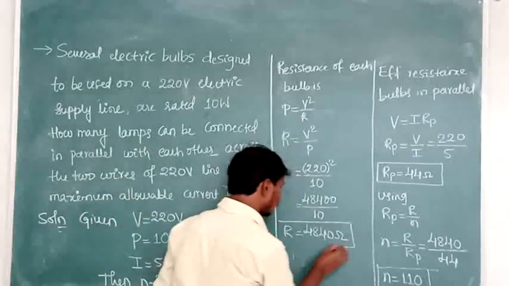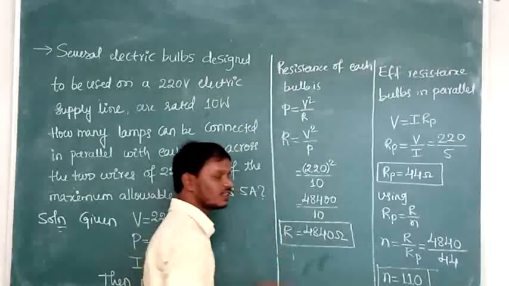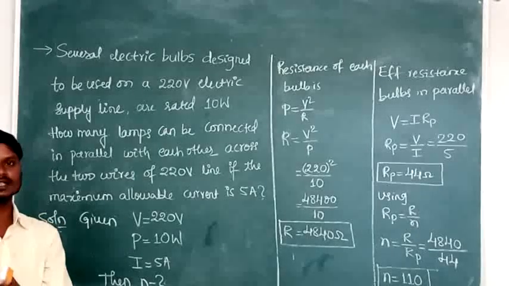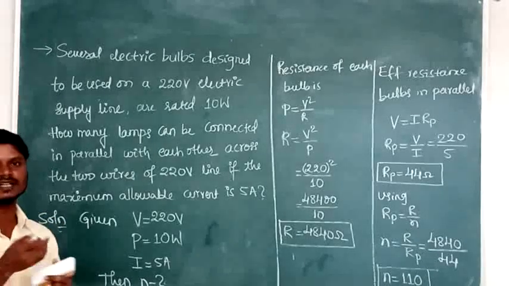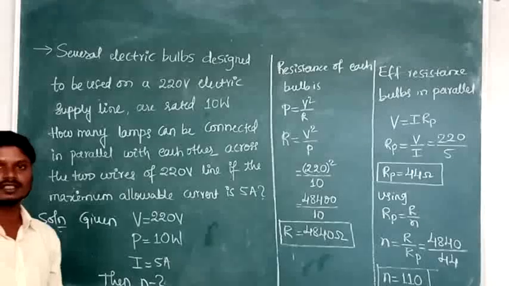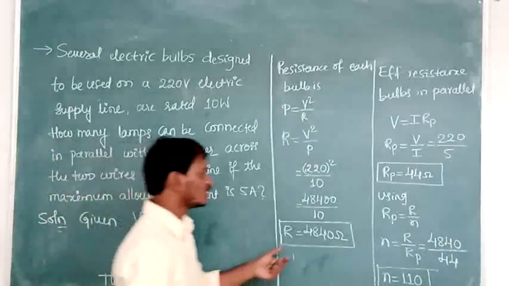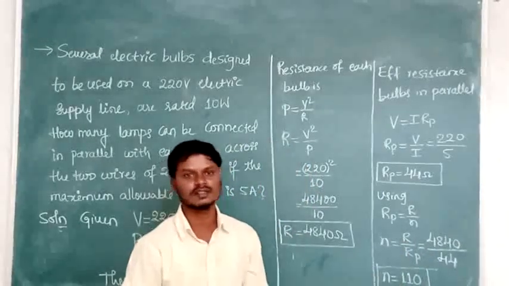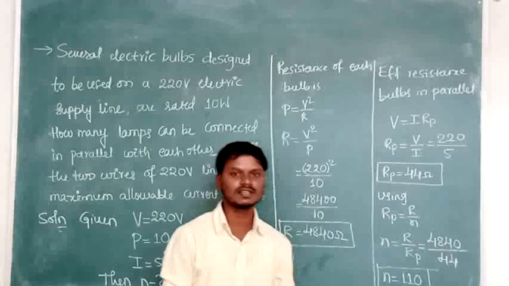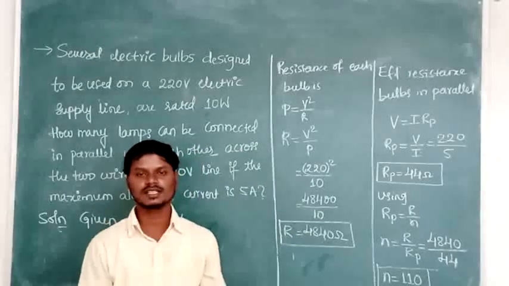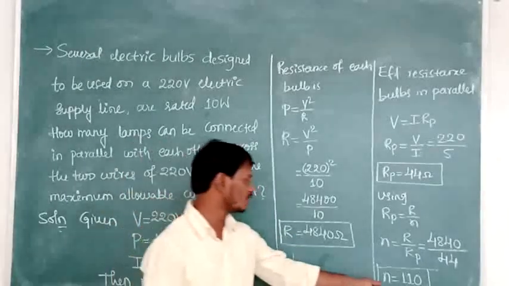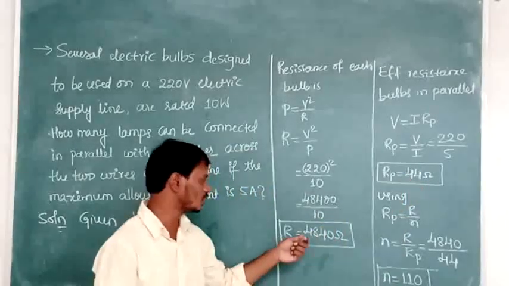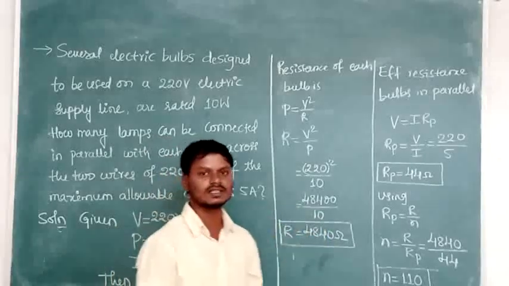First, what do we have to find? If power is given and voltage is given, we have to find the resistance of each bulb. And if the maximum available current is given and voltage is given, find the effective resistance in parallel combination. Using the individual resistance and effective resistance, we find the number of electric bulbs connected in parallel. How many electric bulbs are connected in parallel here? 110 electric bulbs. Then their effective resistance becomes how much? 44 ohm, and each bulb has a resistance of how much? 4840 ohm.